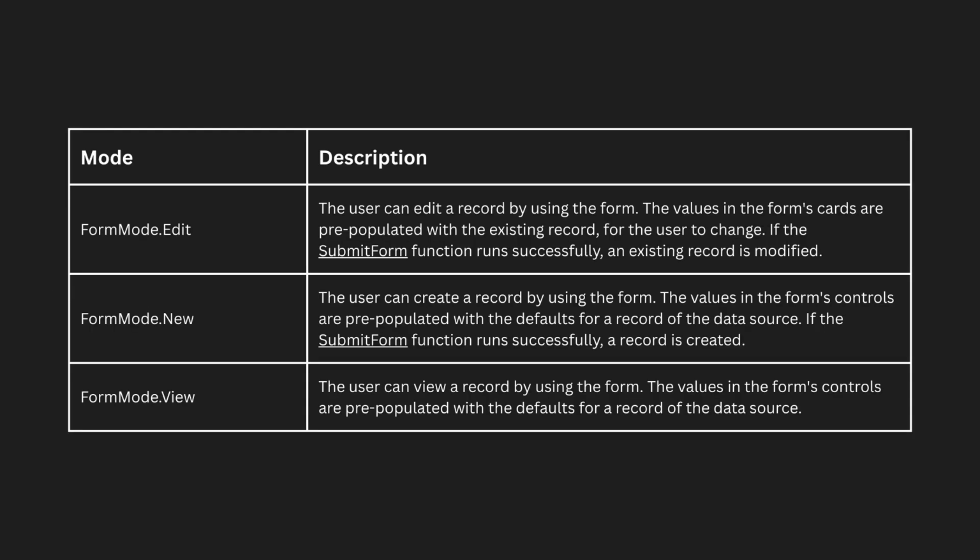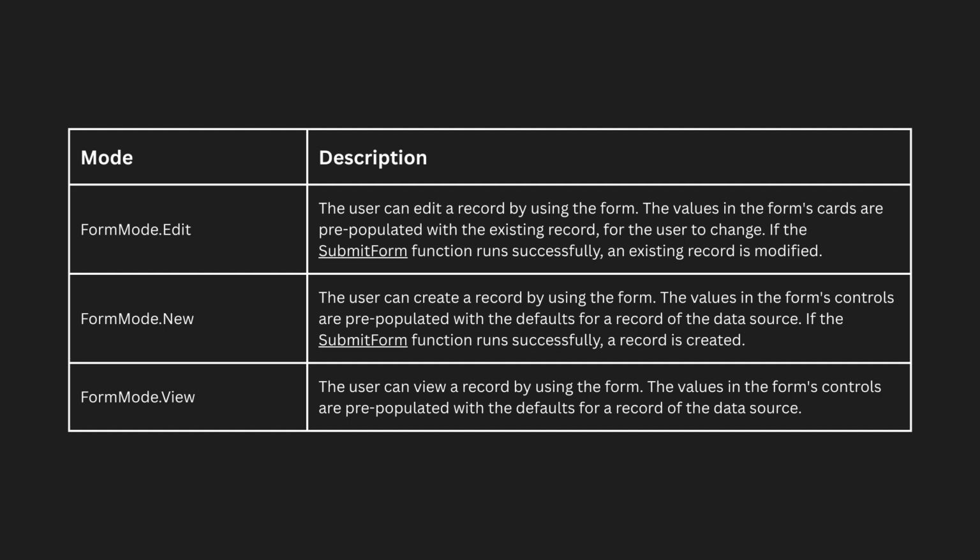For example, the form mode.edit. The user can edit a record by using the form. The value in the form's cards are pre-populated with the existing record for the user to change. If the submit form function runs successfully, an existing record is modified. Form mode.new. The user can create a record by using the form. The value in the form's controls are pre-populated with the defaults for the record of the data source. If the submit form function runs successfully, a record is created. Form mode.view. The user can view a record by using the form. The value in the form's controls are pre-populated with the defaults for a record of the data source.